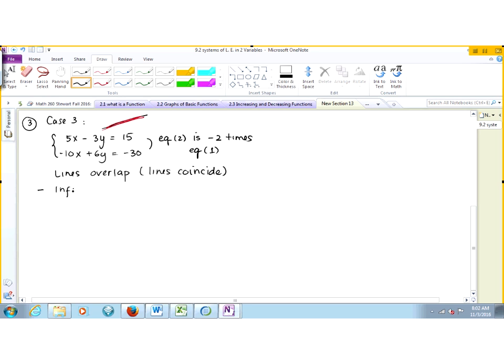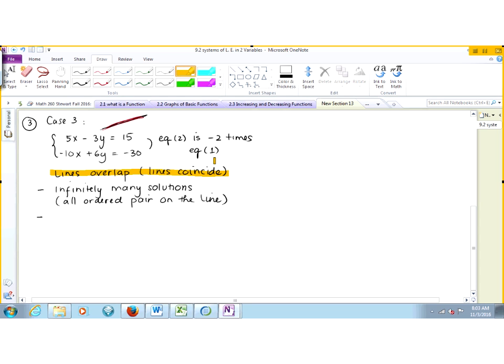Right? And then how many solutions? Infinitely many solutions. What are the solutions? No, it's all ordered pairs on the line. All ordered pairs on the line. Right? So if I choose this point, this is not a solution. Where are the solutions? Every point on the line. Right? Okay.